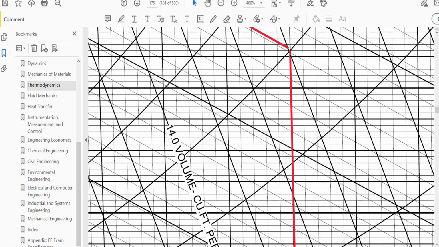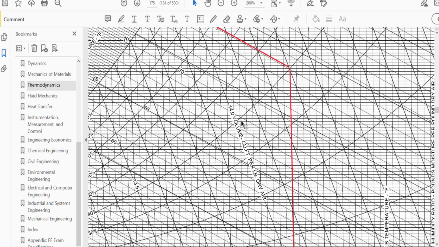Then the way we can determine our specific volume, which is the value we need, is by looking at these lines here. These lines going up at an angle. So we know this is going to be 14 cubic feet per pound, cubic feet per pound of dry air. This line is 14. This line is 14.1. This line is 14.2. This line is 14.3. That means since we're at this point, we have a specific volume of 14.3.